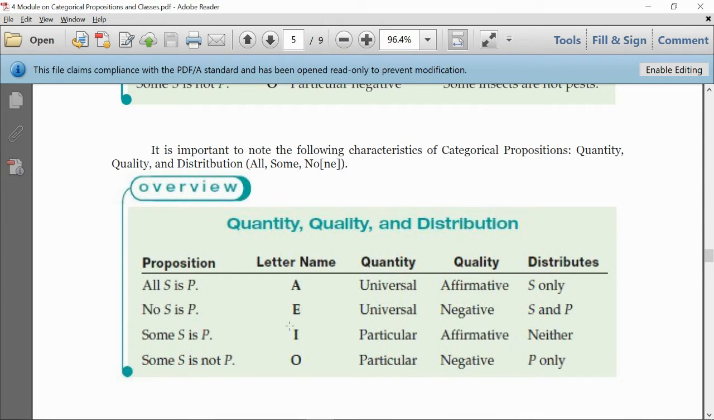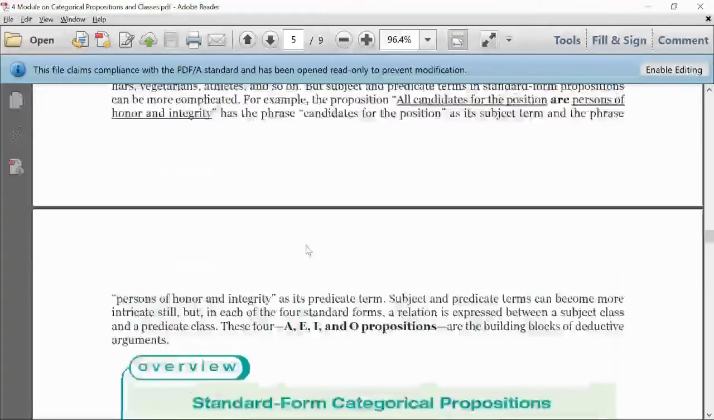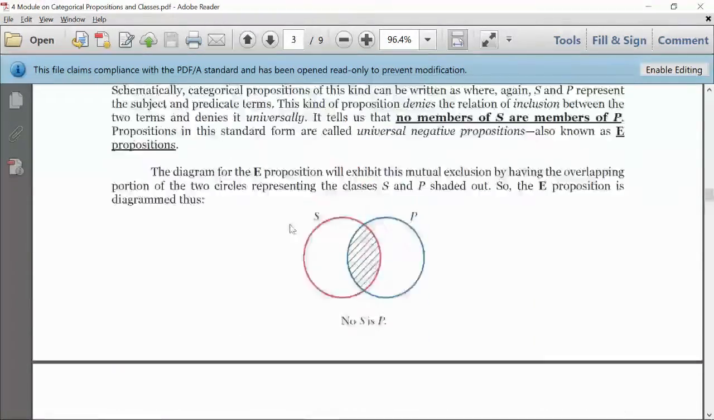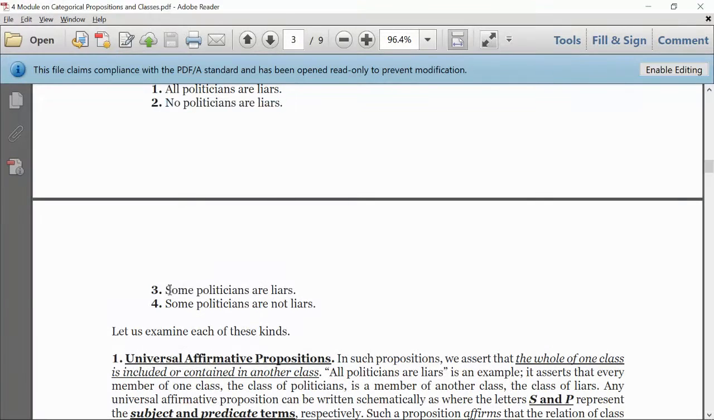On the I proposition, neither is distributed. In other words, some S would mean some members of the class of S, and some P would mean that only some members of the class of P are mentioned, not all. Again, you have to translate. For example, let's go back to the given example. Some politicians are liars would mean not all liars are politicians.